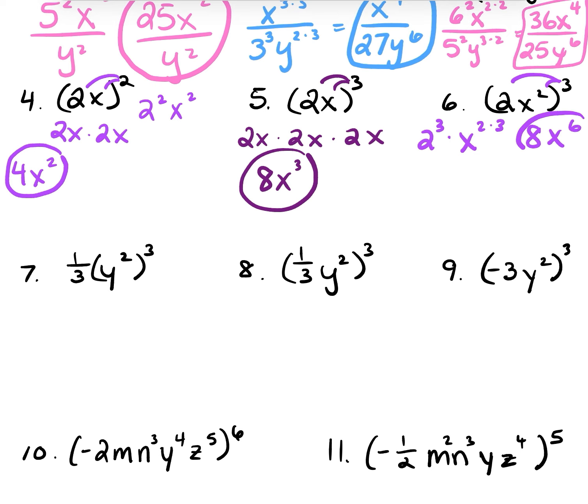For number 7, we have 1/3 out front. It's not included in the parentheses, so 1/3 is not being raised to the 3rd power here. It's just 1/3. So I'm going to keep 1/3 out front. It's just y squared being multiplied 3 times. 2 plus 2 plus 2 is 6. 1/3 y to the 6th, which they could have realized 2 times 3 is 6.